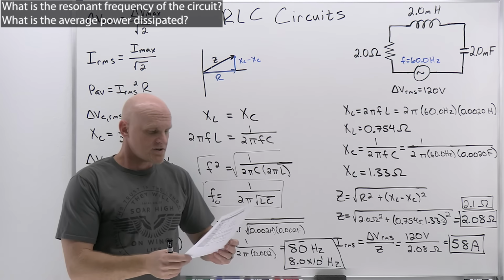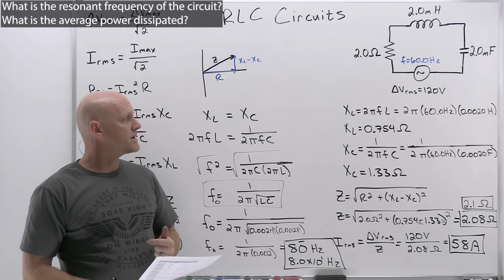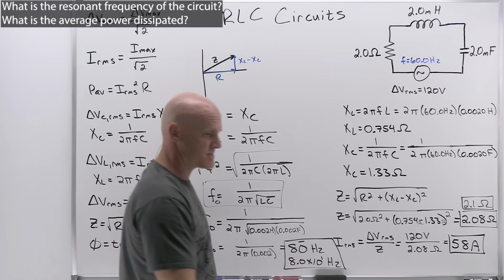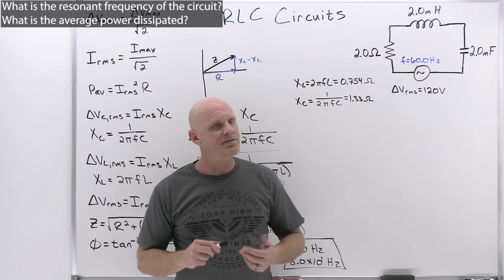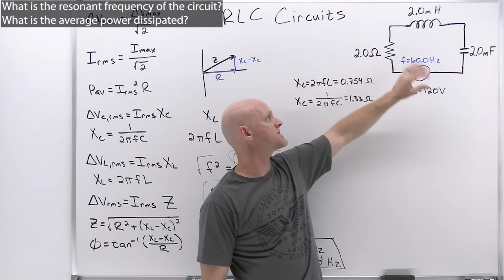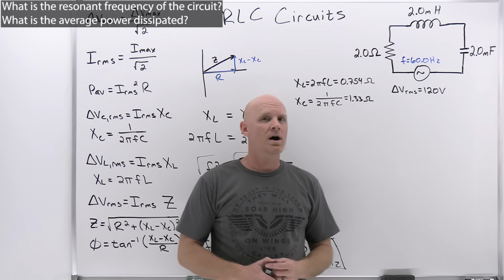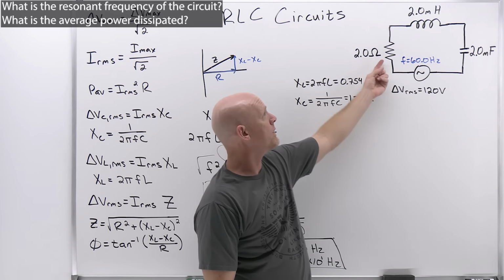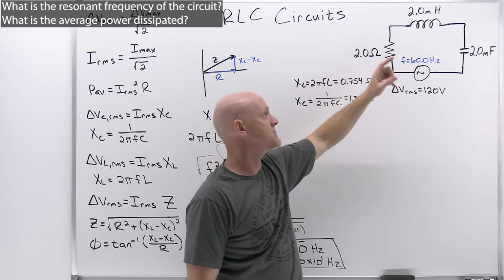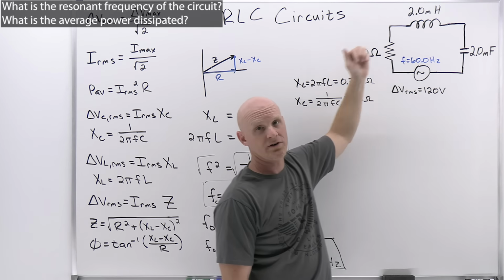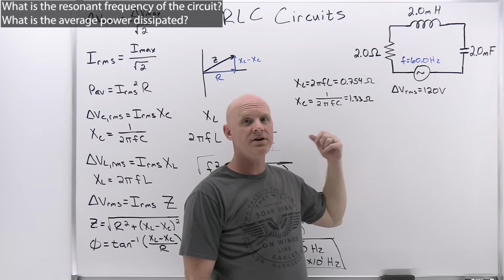The fourth part of the question is, what is the average power dissipated? Let's make some room for that. So now we want to find the power dissipated in our series RLC circuit. To do this, we have a little bit of a problem. We should realize that power is only being dissipated across the resistor. As current flows through the inductor, it establishes a magnetic field in a certain direction.